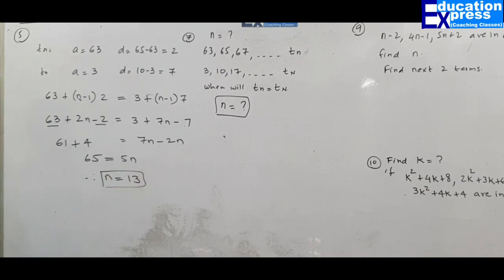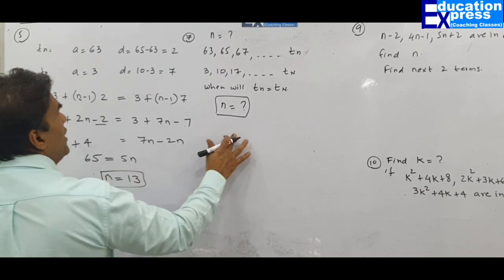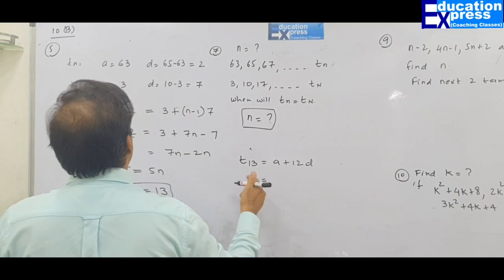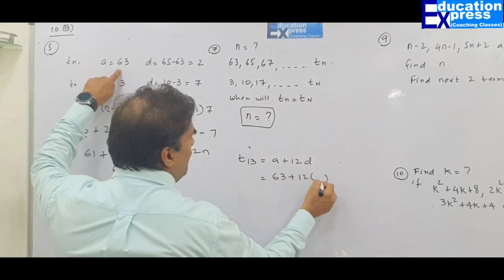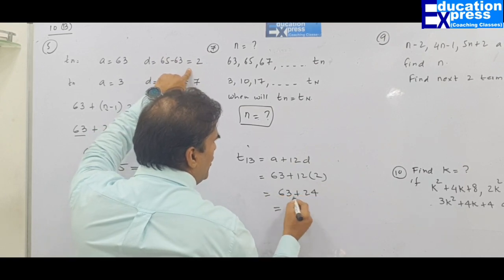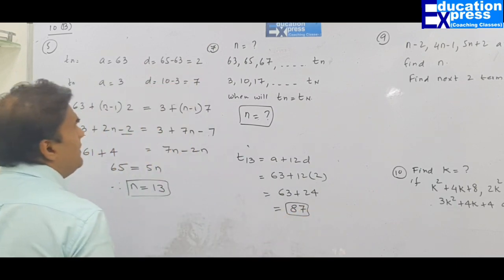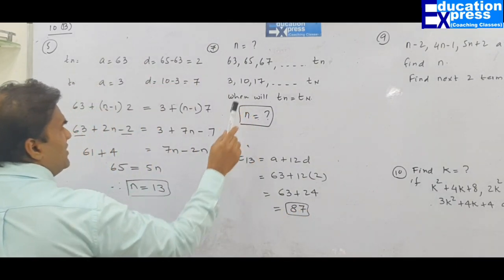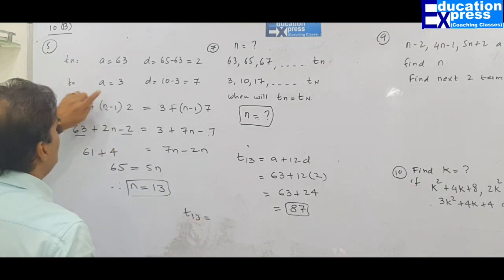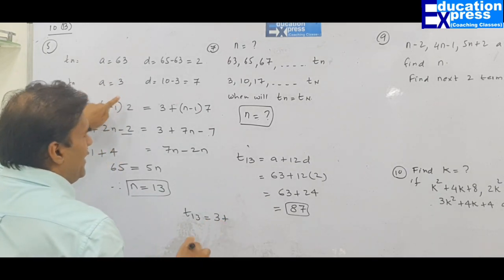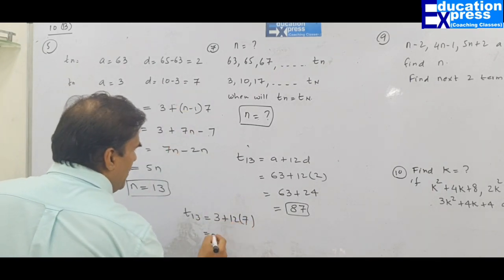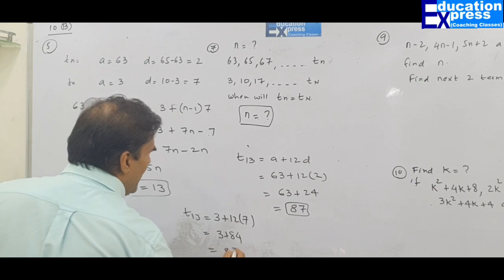Very interesting, boss. If you want, you can verify it also. Find the 13th term of this series. The 13th term of this series will be a plus 12d. a is 63, plus 12 times d, which is 2, so 63 plus 24 is going to be 87. Now check the 13th term of the other series: a is 3 plus n minus 1, that is 13 minus 1, 12, into d, where d is 7. So, my dear friends, 3 plus 84, check it, is 87.